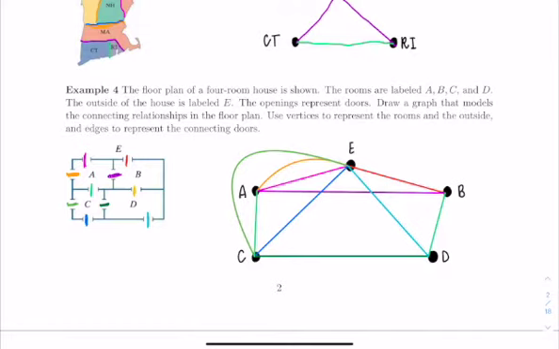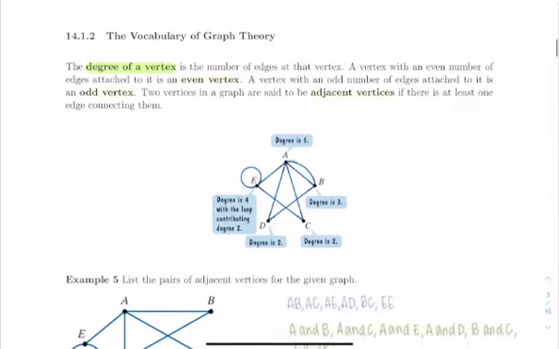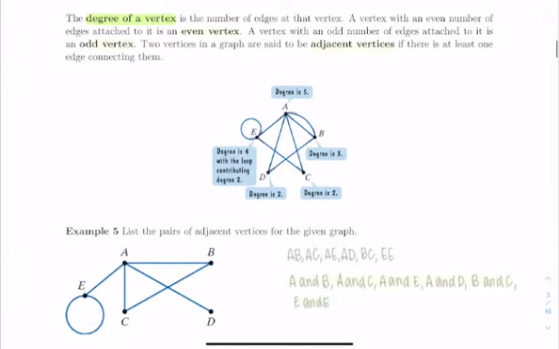The degree of a vertex is the number of edges at that vertex. A vertex with an even number of edges attached to it is an even vertex, and a vertex with an odd number of edges attached to it is an odd vertex. Two vertices in a graph are said to be adjacent vertices if there is at least one edge connecting them.